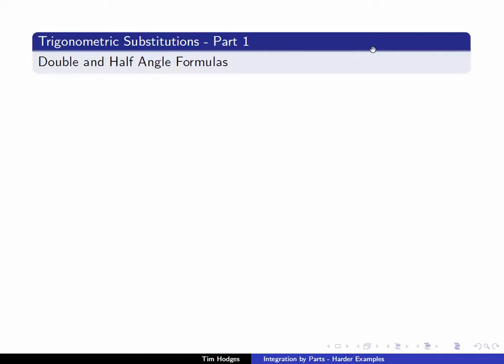In order to study trig substitutions, we need to remember some formulas from trigonometry, the double and half angle formulas. So let's start by reviewing those. First of all, sine 2 theta is equal to 2 sine theta cosine theta.